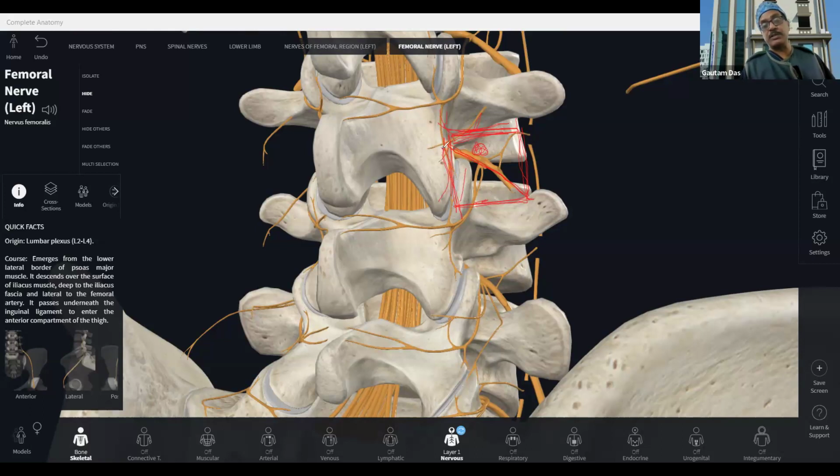This neural foramen is divided by the exiting nerve root into two triangles. One is the safe triangle above. The safe triangle approach is the conventional way to do the transforaminal epidural. But nowadays, we prefer to go below this. This triangle is known as Kambin's triangle.